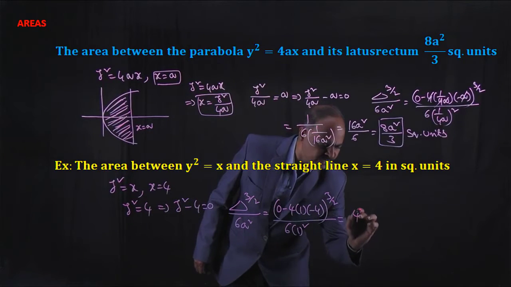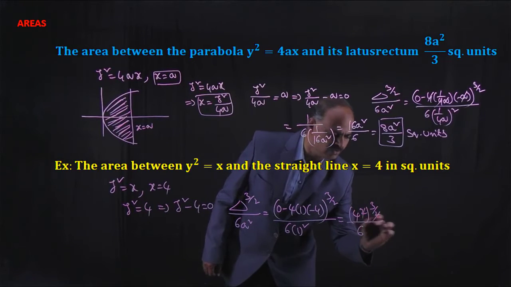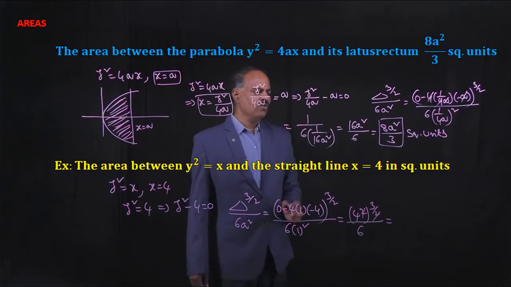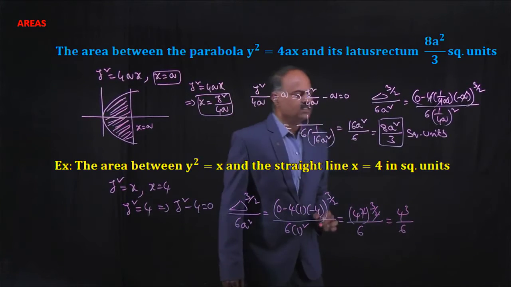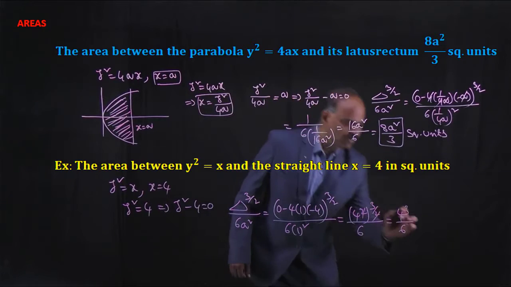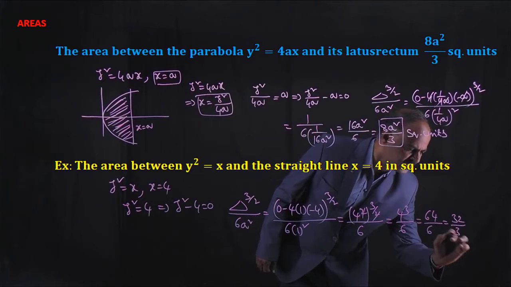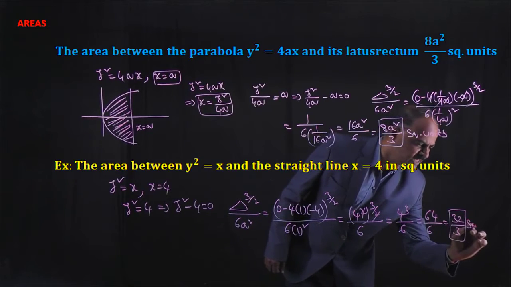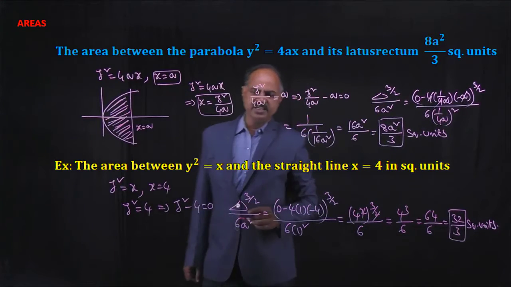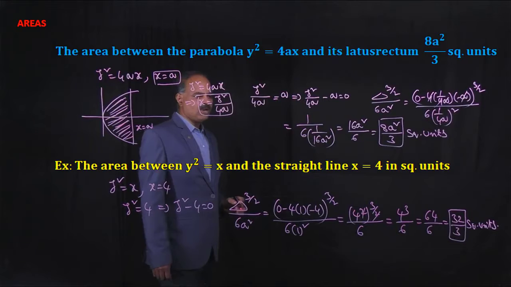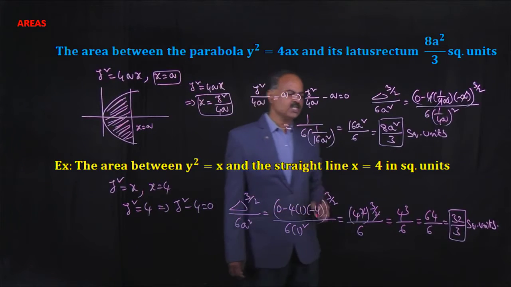So that can be written as 4 square whole power 3 by 2 by 6. Here 2 and 2 get cancelled. That is equal to 4 cube by 6, that is 64 by 6, that is 32 by 3 square units. Therefore, the area of the region between the parabola y square equal to x and the straight line x equal to 4 is 32 by 3 square units.